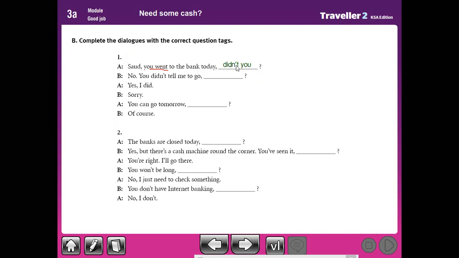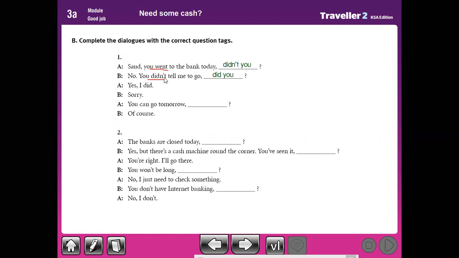So we use a negative question tag. Number 2, you didn't tell. Here, didn't, yes, this is an auxiliary verb. So we use did. And this statement is negative, so we should use a positive question tag.